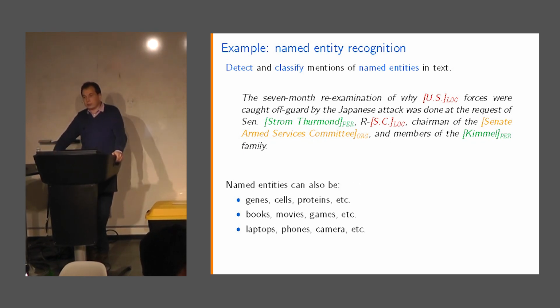But depending on what domain you're working in, those named entities can be a lot of different things, such as genes, cells, proteins if you're working in the biomedical domain, or names of laptops, phones, cameras, if you're trying to extract those kinds of things, I don't know, from Twitter or whatever.